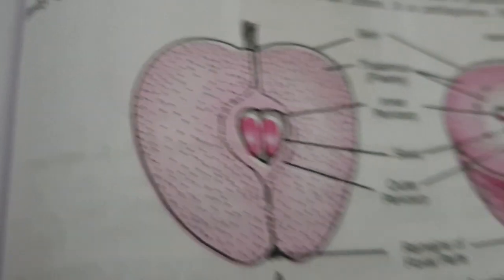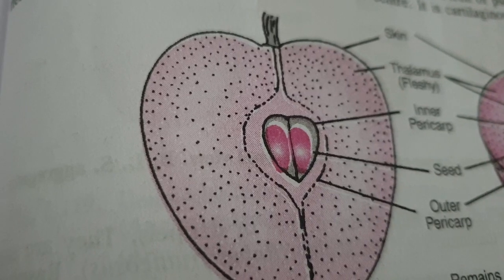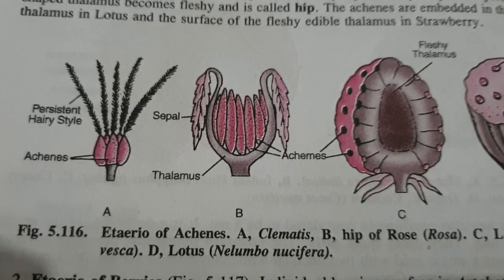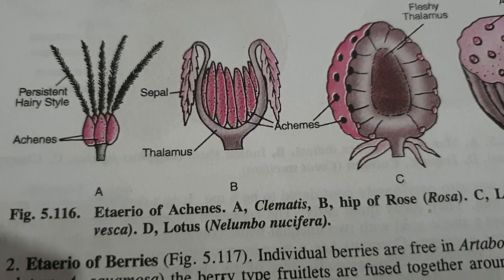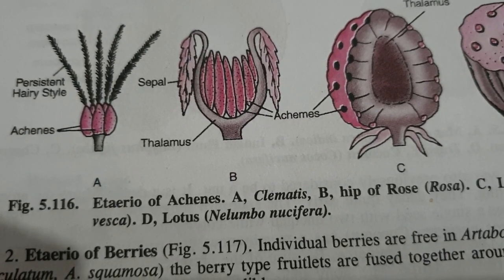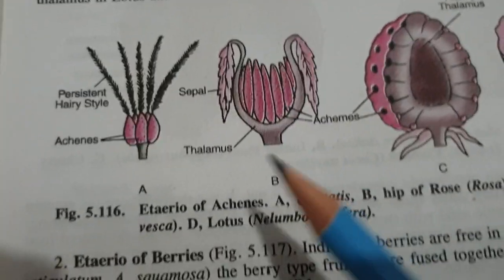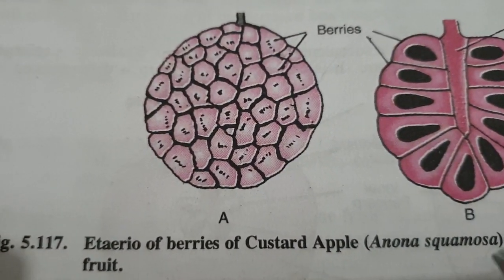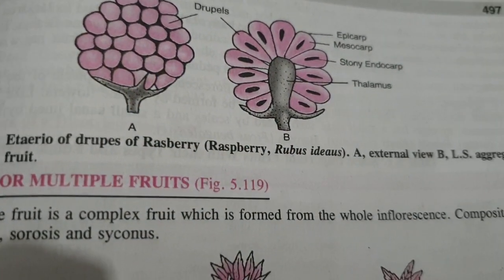And the next one is pome. It is a simple succulent fruit that develops from inferior compound ovary, as for example apple. Okay. Next is the aggregate fruit, which develops from a group of ovaries, and individual fruits are called the fruitlets. The cluster of fruitlets are called etaerio. Okay, so this you can see, this is the etaerio of achenes, which we observe in case of strawberry. This is the etaerio of berries, as we observe in case of custard apple. Etaerio of drupes in raspberries.